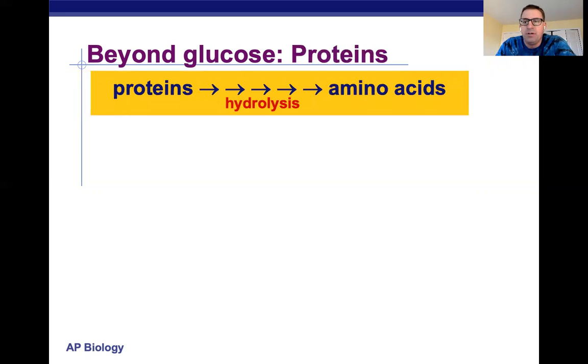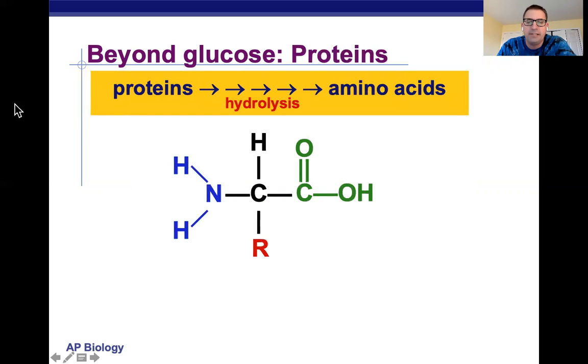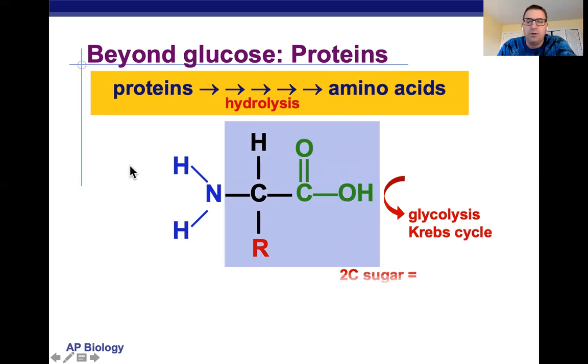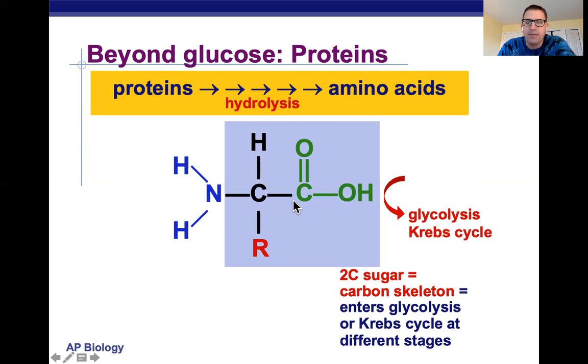But what about proteins, right? We know we're supposed to eat proteins daily. And what happens with proteins when we eat them is enzymes break them down into their individual amino acids, right? And all amino acids, we remember, have this basic formula with an amino group, a carboxyl group, and then the central carbon that has a hydrogen and some kind of R group, one of those 20 different R groups attached to it. So this 2-carbon fragment here is going to be removed and either enter glycolysis or the Krebs cycle, depending on what this R group is, right?